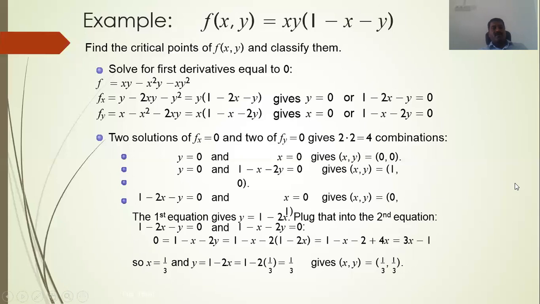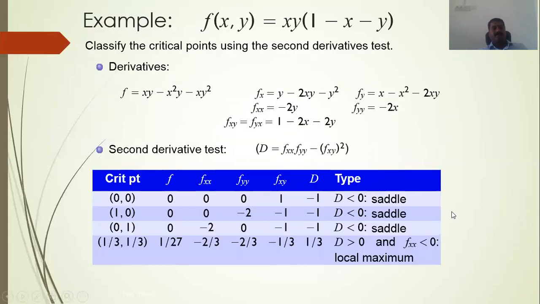The first equation gives y minus x minus 2y. Plug in all these things and simultaneously you solve. Then finally you get (1/3, 1/3) as another stationary point. Okay. So finally we get (0, 0), (1, 0), (0, 1), and (1/3, 1/3). These are the four critical points.